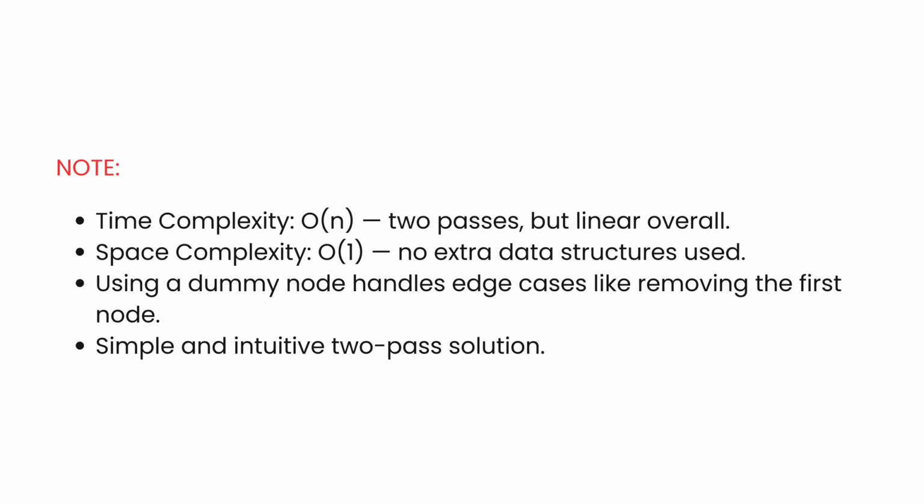It first counts the length of the list, then locates the node just before the target, and finally removes it by adjusting pointers. Efficient, simple, and elegant. Time complexity is O(n), 2 passes, but linear overall. Space complexity is O(1), no extra data structures used. Using a dummy node handles edge cases like removing the first node. Simple and intuitive 2-pass solution.